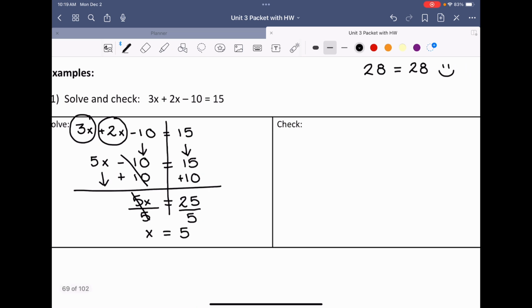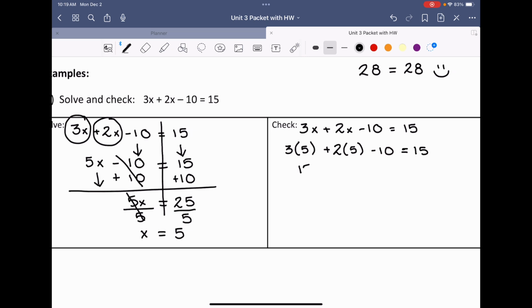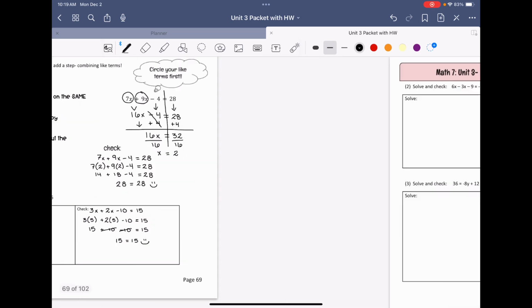We're going to go ahead and check. So let's rewrite 3x plus 2x minus 10 equals 15. Replace: 3 times 5 plus 2 times 5 minus 10 equals 15, and solve. 15 plus 10 minus 10 equals 15. And if you can see what's happening here, you've got a plus 10 and a minus 10. Those cancel each other out, so you're left with 15 equals 15. And you're all set. Okay, next page.